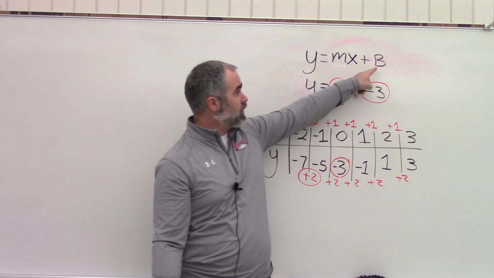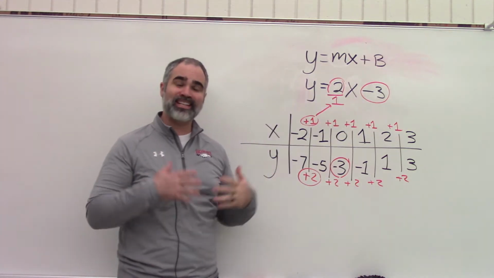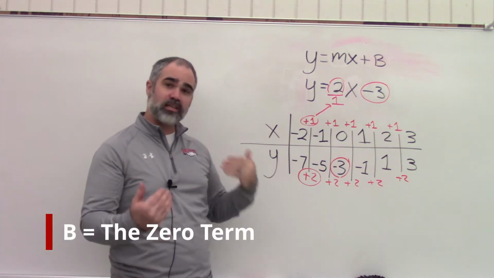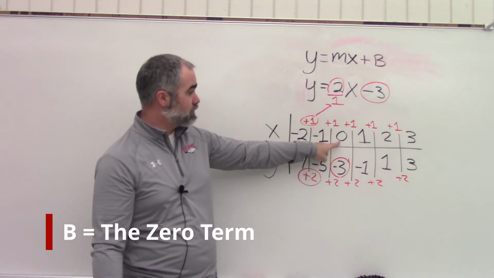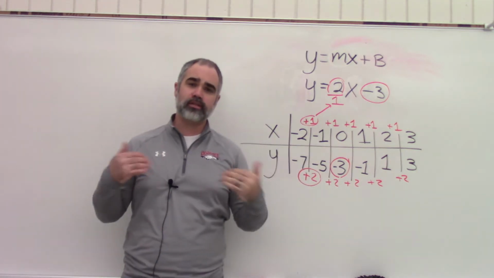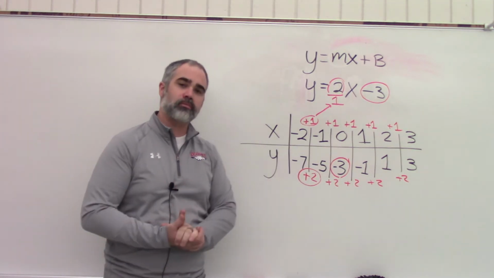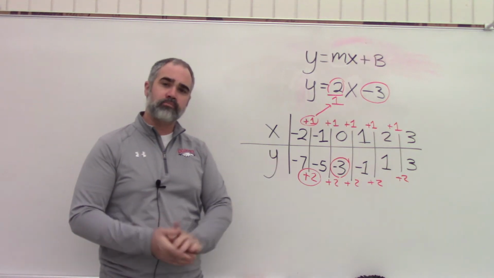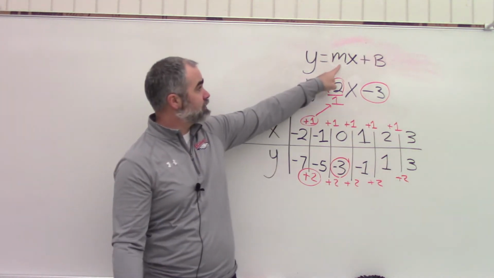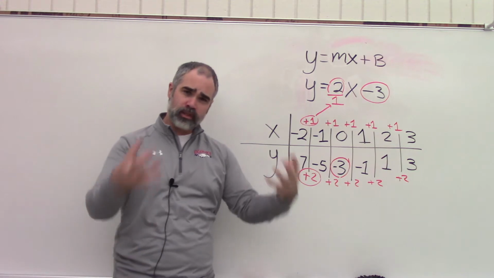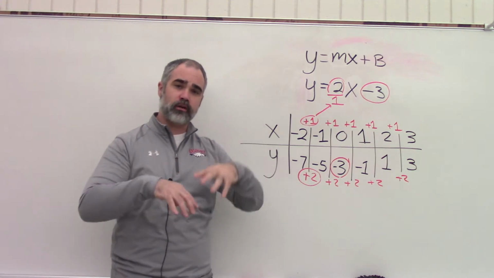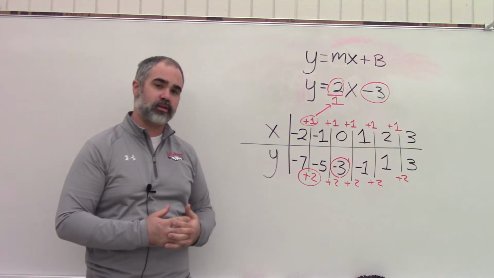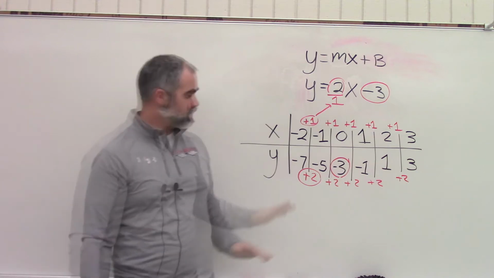This number over here, b, represents the 0 term. It's the number that you get when you put in 0 for x. So I like to call this the 0 term. Again, there are some other names we'll talk about later in the video, but if you understand this as a pattern and this as the 0 term, you really start to internalize how these linear functions work, and it'll make a lot more sense in all the other things that you're doing.